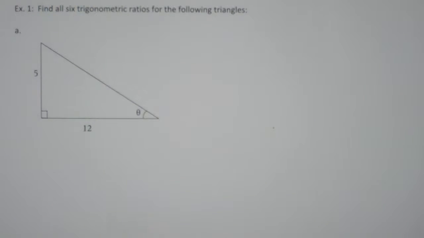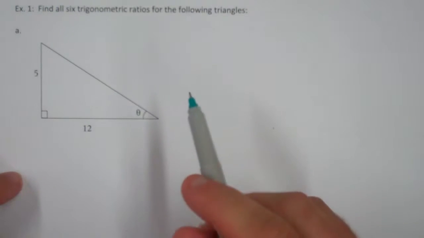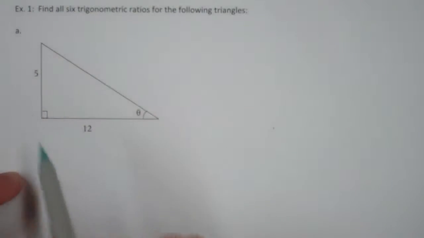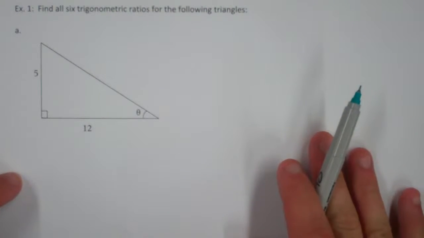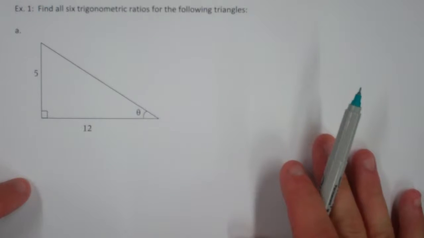In the first example for this learning target, we're asked to find all 6 trigonometric ratios for the following triangle. In this case, I guess it's triangles because we've got part A here and then part B. So we'll knock out part A here and then we'll go for part B.